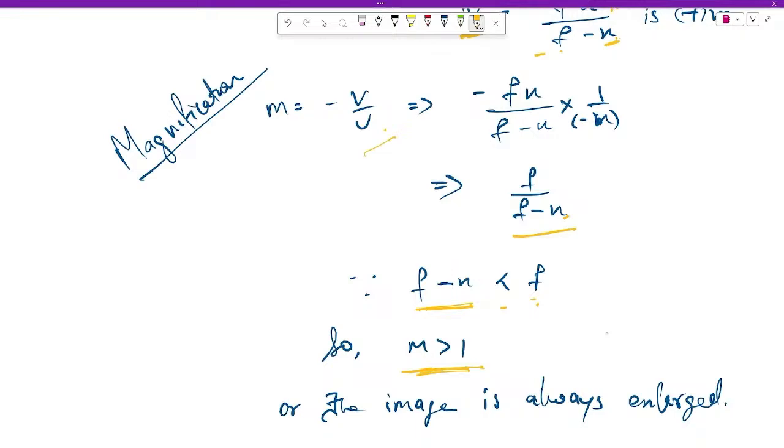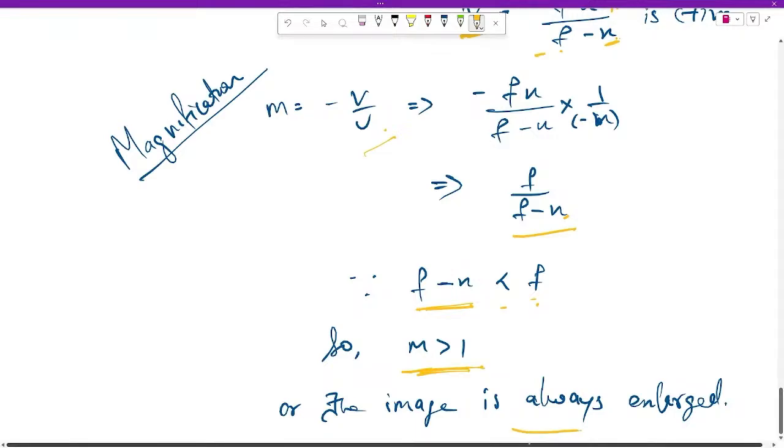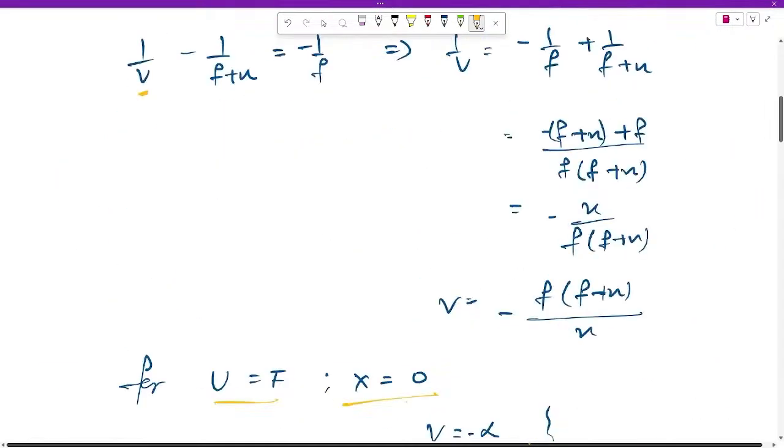So m will always be greater than 1, or the image will always be enlarged. That's how we have proved all those four statements that were given using the mirror formula.